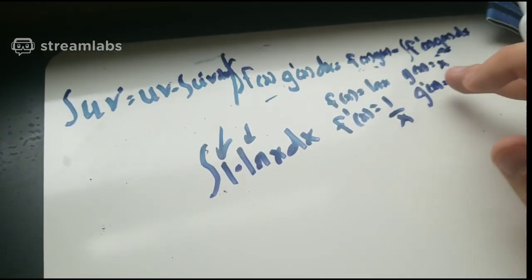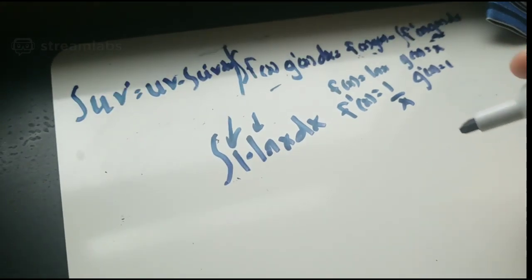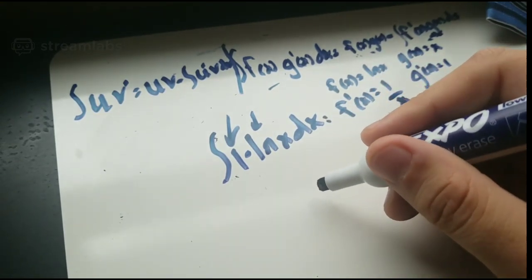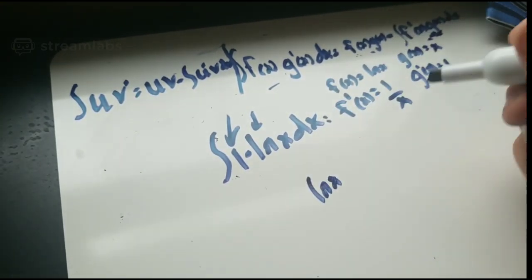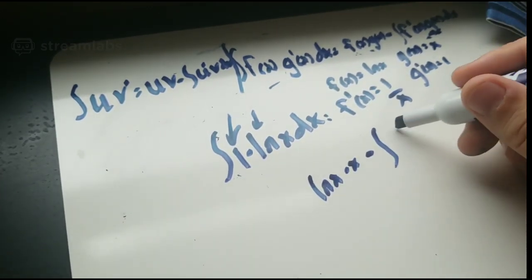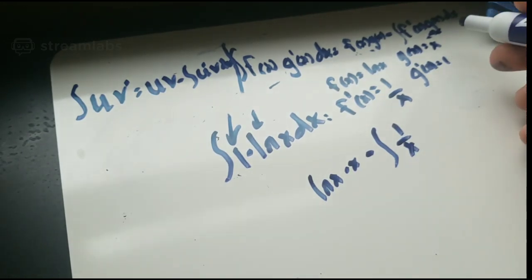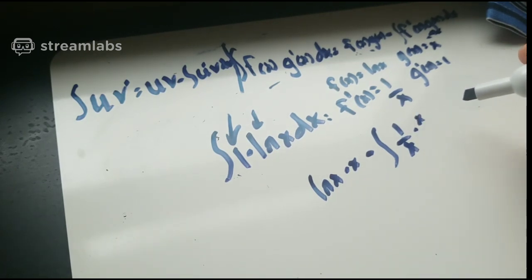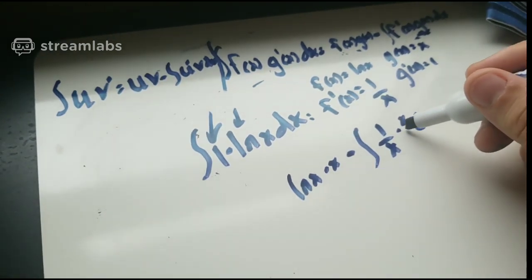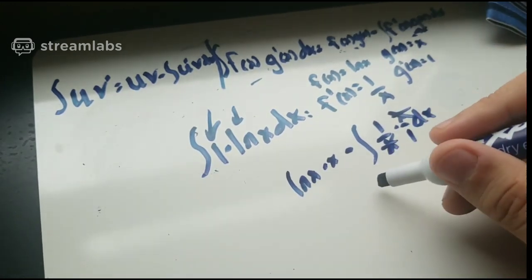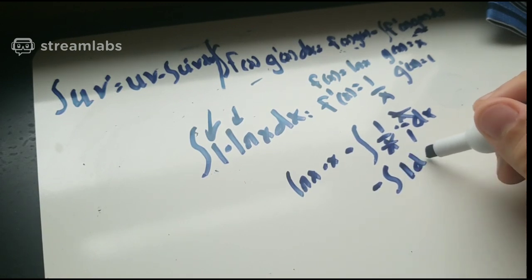All right, so now we have our actors here, and we're going to put them into play. So let's fill in their roles. F of x is ln x. G of x is x, minus the integral of f prime of x, which is 1 over x, and then g of x, which is simply x, dx. Okay? Wait a second, we have an x on the bottom, we have an x on the top, we could cancel these out. That's really nice. So now we're just left with minus the integral of 1 dx.